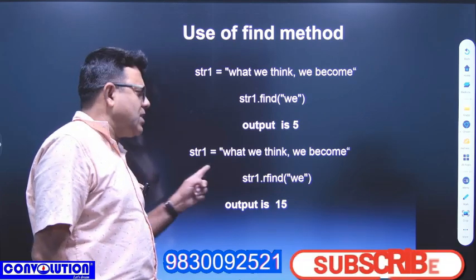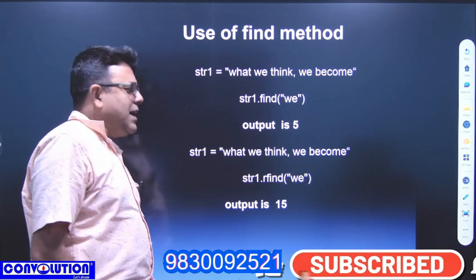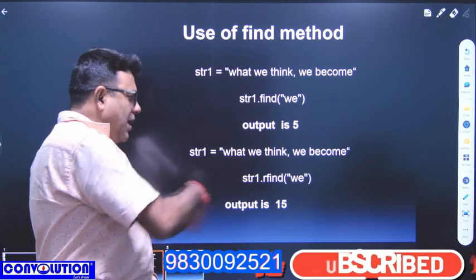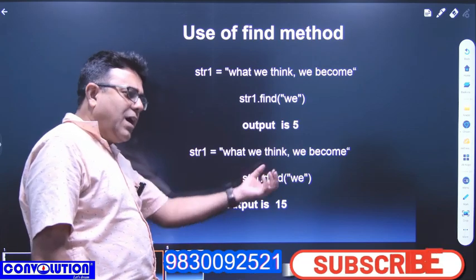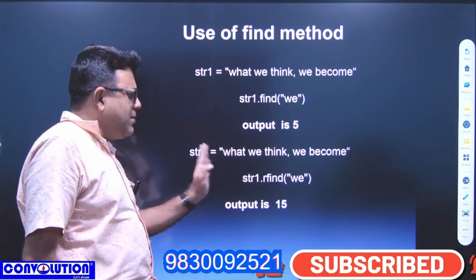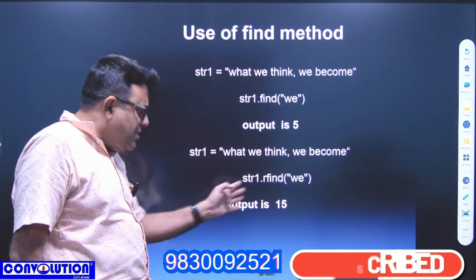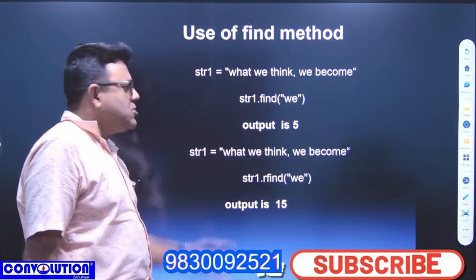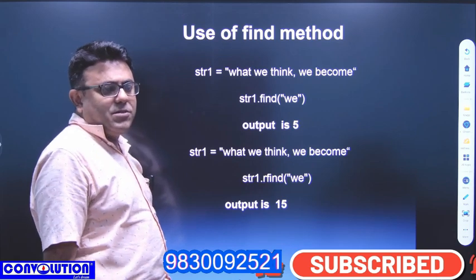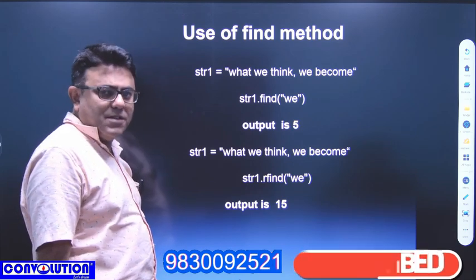So this is the difference between find and rfind. The find function will do its work from the beginning, and rfind will do its work from the end. So find works from left to right, and rfind will function from right to left. This is the difference between the find and rfind methods in Python.